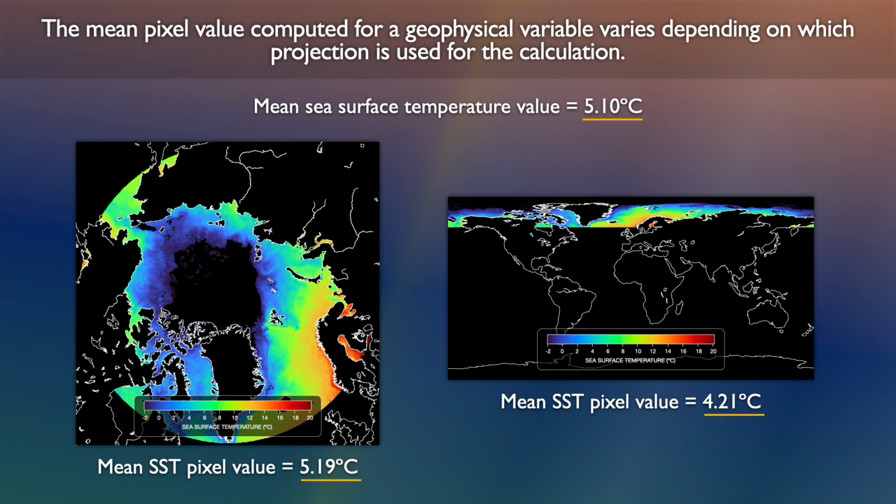the mean pixel value, disregarding any difference in pixel areas. The polar stereographic mean pixel value is actually fairly close to the actual value, just about 2% off. The geographic mean pixel value is much lower. And so the question is, why is that?